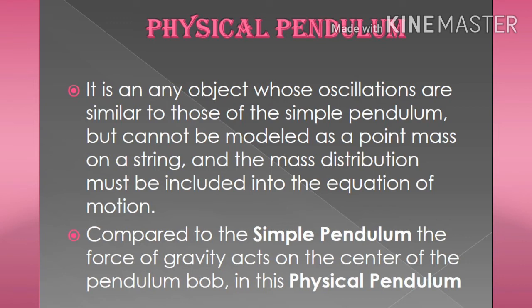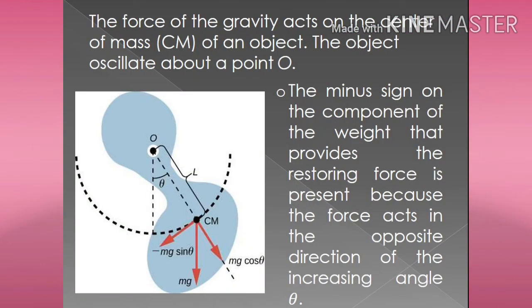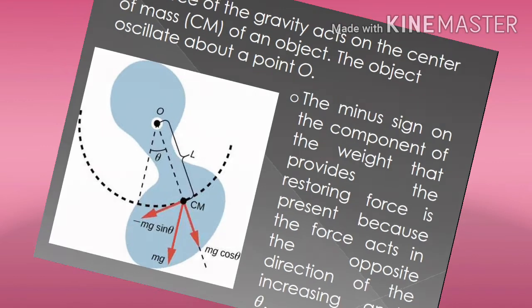It is any object whose oscillations are similar to those of the simple pendulum but cannot be modeled as a point mass on a string, and mass distribution must be included in the equation of motion. Compared to the simple pendulum, the force of gravity acts on the center of the pendulum bob. In the physical pendulum, the force of gravity acts on the center of mass, or CM, of an object. The object oscillates about a point O. The minus sign on the component of the weight that provides the restoring force is present because the force acts in the opposite direction of the increasing angle.